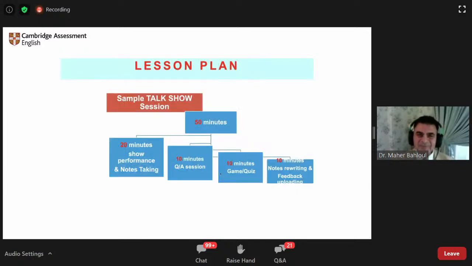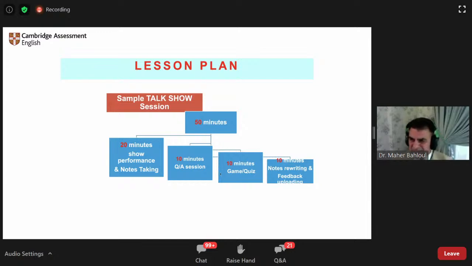Okay. Now the lesson plan, for example: 15 to 20 minutes could be devoted to the show, 10 minutes could be devoted to the Q&A session, 10 minutes could be devoted to the game or the quiz, and then 10 minutes could be devoted to the notes rewriting and to the feedback uploading. So when you have 50 minutes, it could be simply split along these lines.